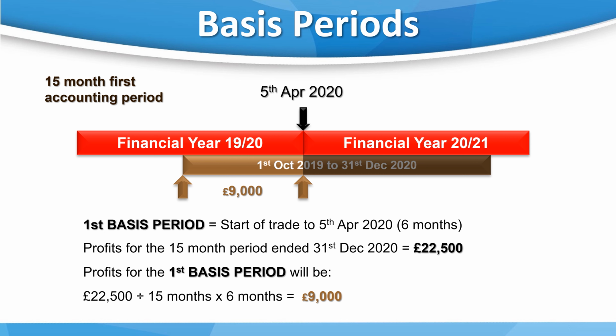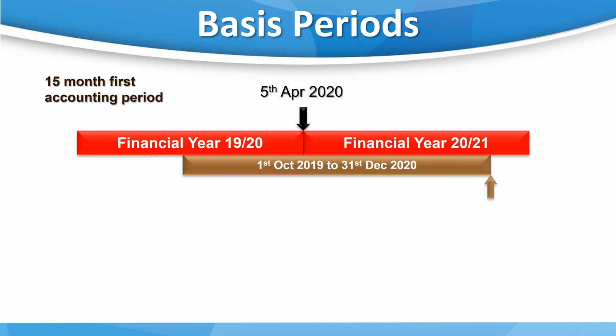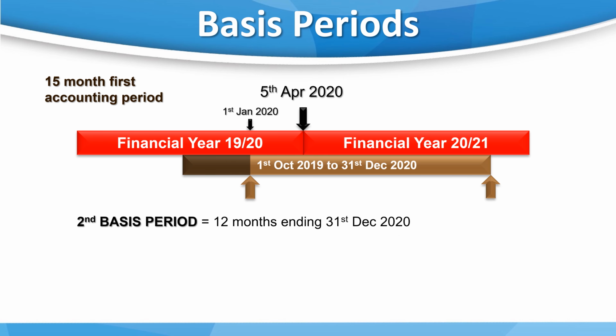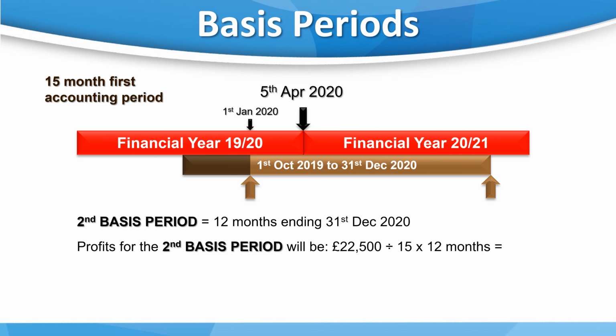Now let's look to see if the accounting period ends in the next financial year. In this case, we can see that it does. So our next basis period will be the 12 months ending the 31st of December 2020. And profits will be calculated as £22,500 divided by 15 multiplied by 12, which is £18,000.